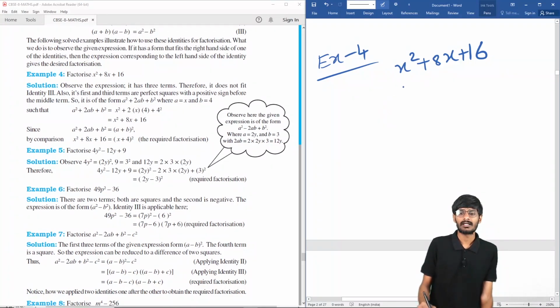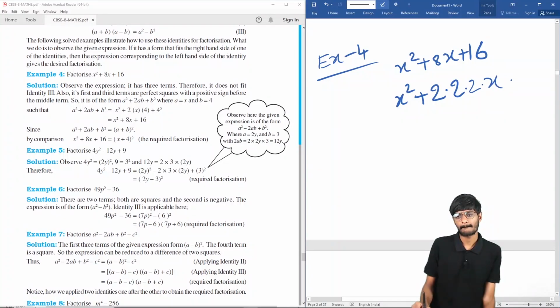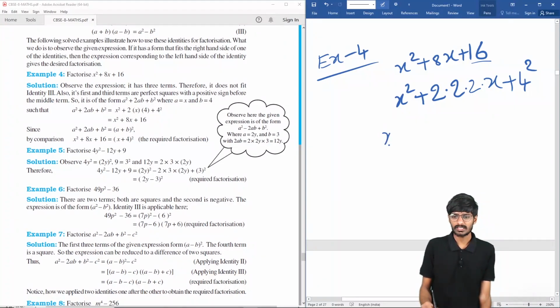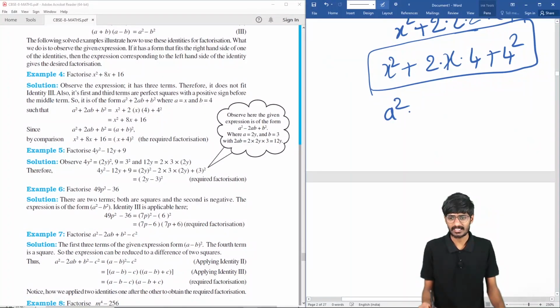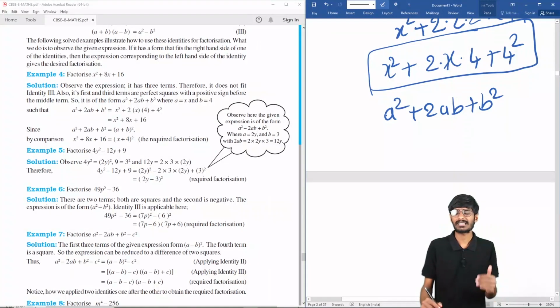If you look at it, here it is x square plus, it can be reduced as 2 into 4, and 4 2s are 8. Okay students, 2 into x plus, 16 can be written as 4 square. So you can further change it as x square plus 2 into x into 4 plus 4 square. If you just look at this expression and recall the algebraic identity, that is a square plus 2ab plus b square, just compare both.